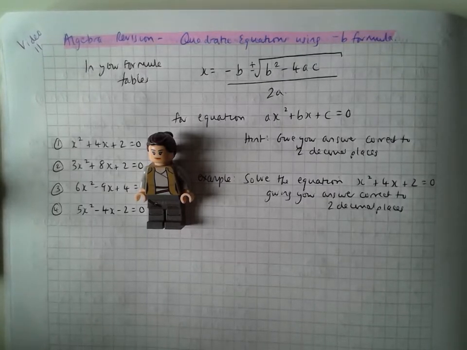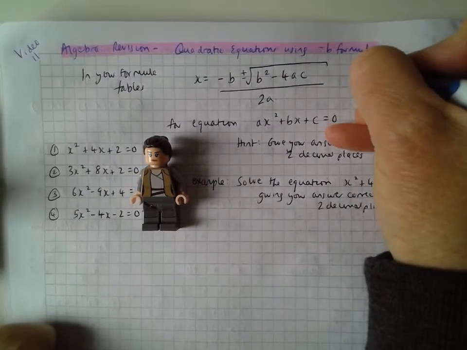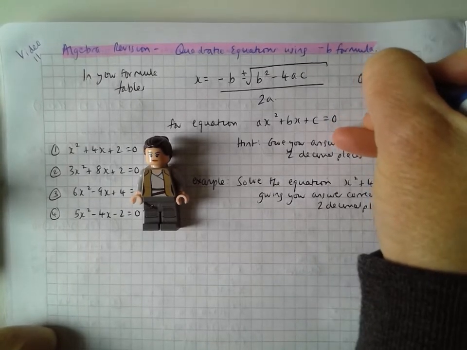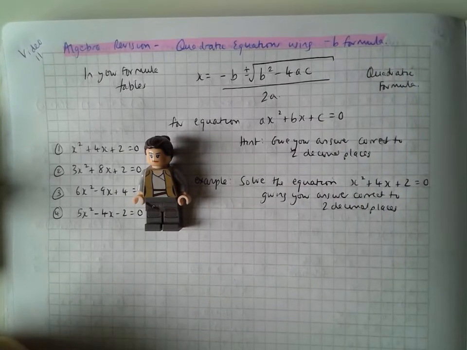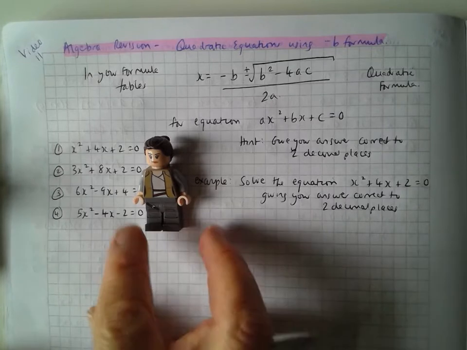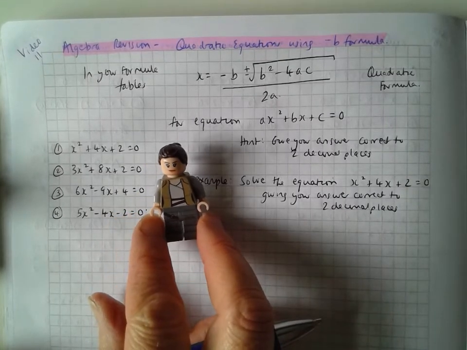This is video 11 in a series of algebra revision videos, and what we're looking at here is how to solve quadratic equations using the minus b formula or the quadratic formula. We've just in video 10 looked at how to solve quadratic equations by factorizing, which can often be quicker if your factorizing is good. But sometimes we can't solve by factorizing, and at Leaving Cert level you don't have to be able to factorize and solve. You can just use the minus b formula.